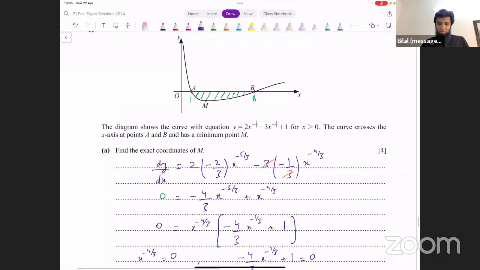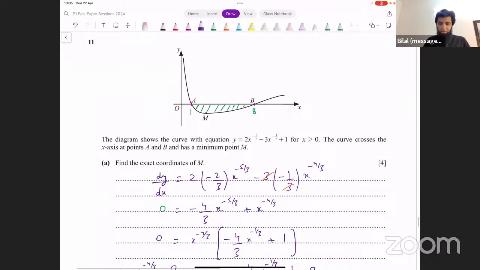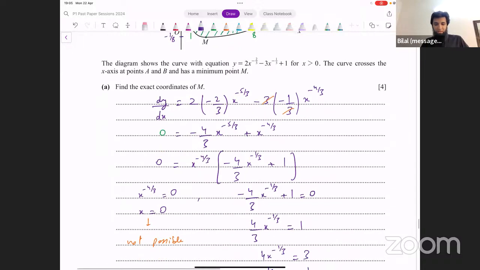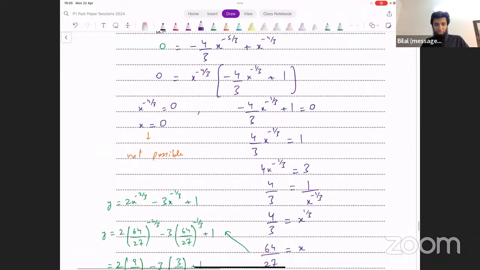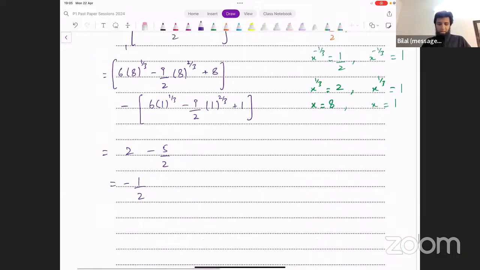What are the values on the vertical axis? Minus 1 over 8. Okay, so I'm just making sense of whether the area could be that small, because the y coordinate is very small. Minus 1 over 8, that is why the area is turning out to be that small, and yeah, that will make sense.